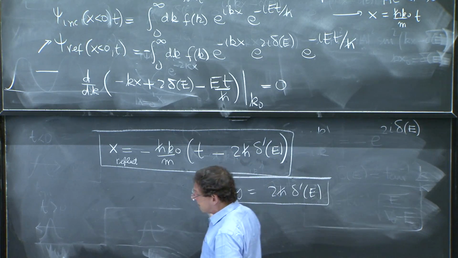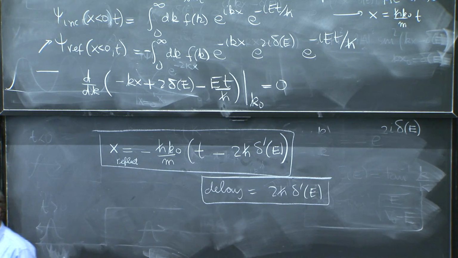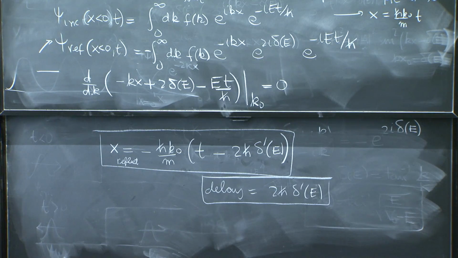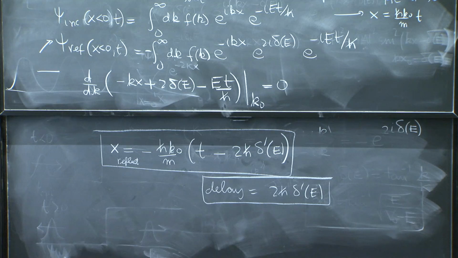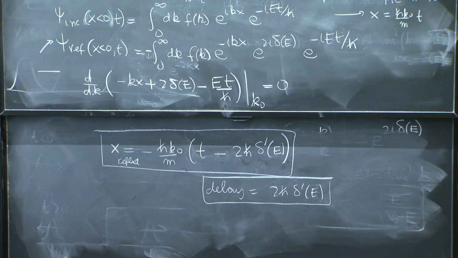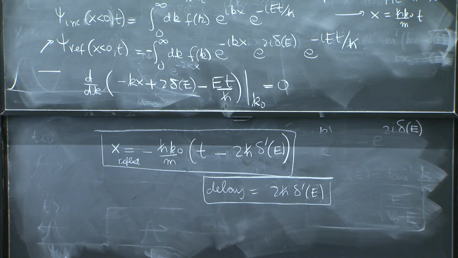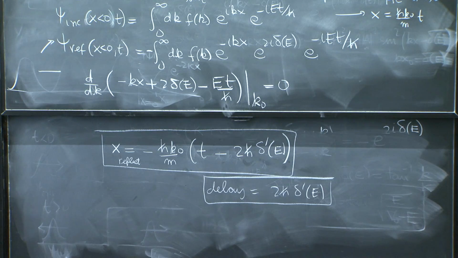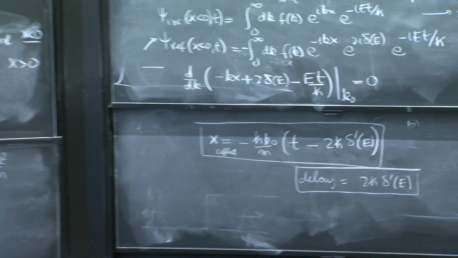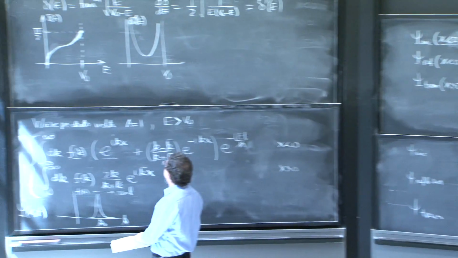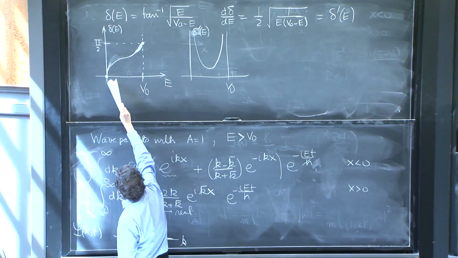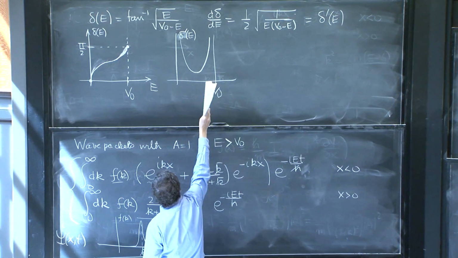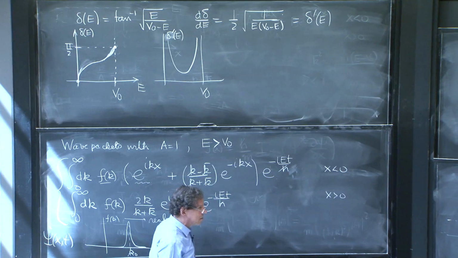So this is a technology people use in scattering theory to figure out what kind of potential you have, figure out how much things get delayed from the bouncing. Now this derivative, we plotted it there, delta prime of E. You get a big delay for low energy, for energies near V0, and in the middle it's not so big.